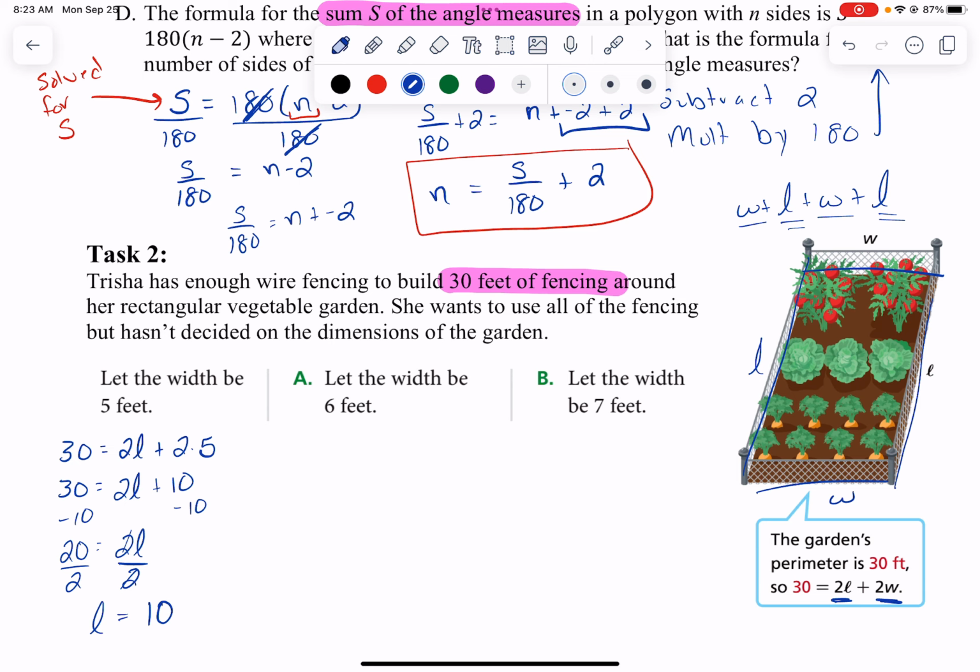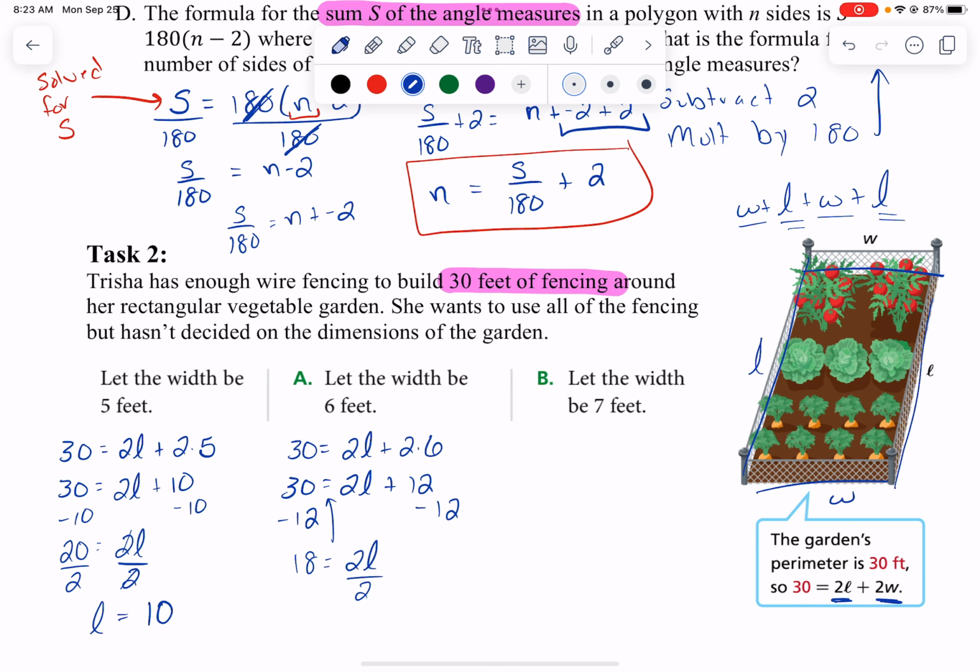What if I wanted my width now to be 6 feet? Now we repeat, but now we use a 6 instead. 2 times 6, so 30 equals 2L plus 12. I'm going to start using some of the shortcut for solving. Notice how I write it, I don't have any lines or equal signs. I'm just showing subtract 12 on both sides of the equal sign. Make sure you keep track of where that equal sign is. 30 minus 12 is 18, equals 2L, divide by 2. The length would be 9. So I could go 6 by 9: 6 width, 9 length.